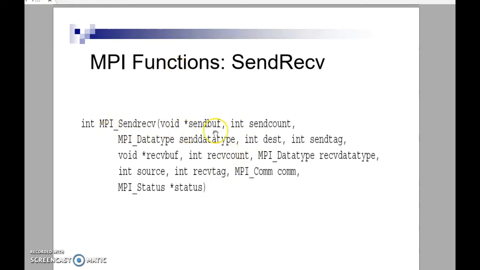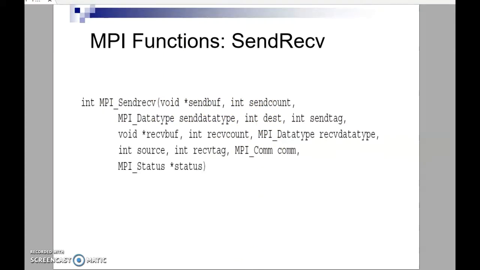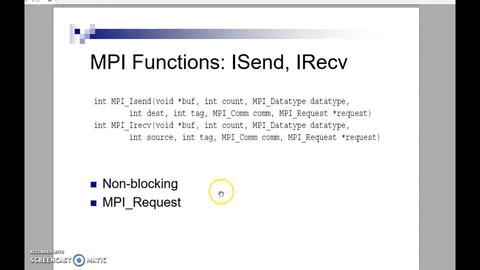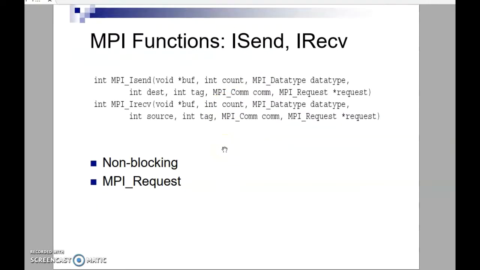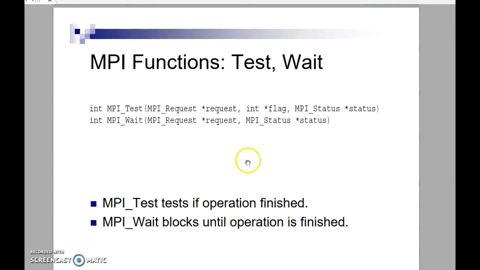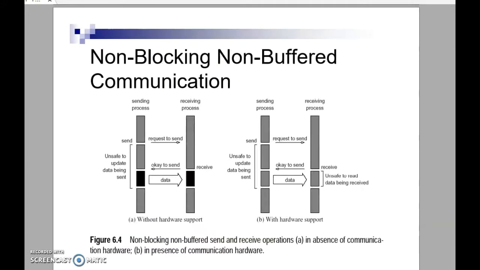So we have the send and receive functions. This is the send receive function in MPI. And there is I send, I receive, which is non-blocking. And there are the test and wait. MPI test checks if the operation is finished. So when sending, you can know when it finishes in order to proceed. And wait blocks until the operation is finished. So with the wait function, it will wait until the operation finishes.